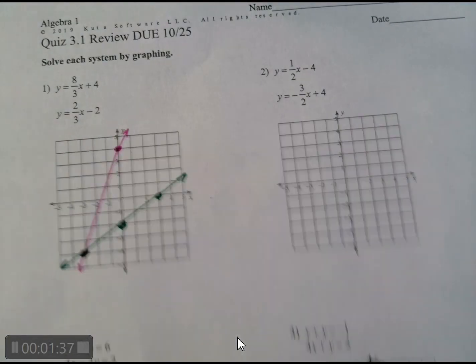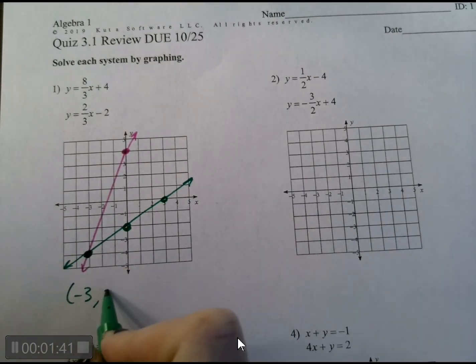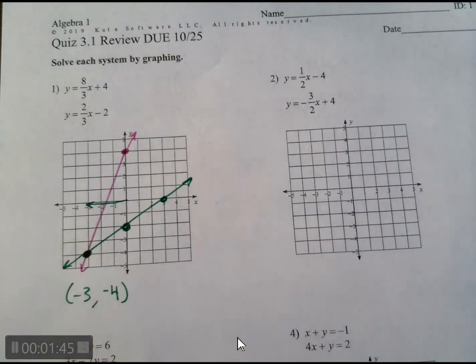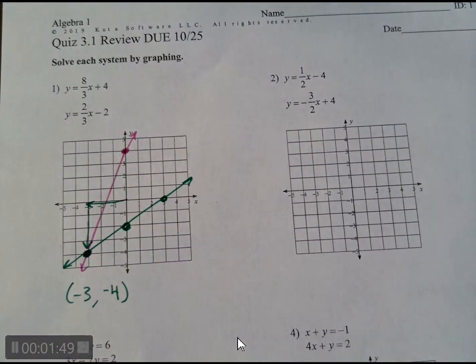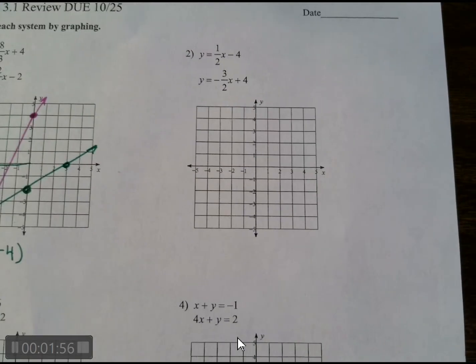Alright, and then state your coordinate point of negative 3, negative 4, because remember, we go to the left 3 and down 4. So that is our coordinate point. Alright, and those are easy points to get. So let's look at number 2.